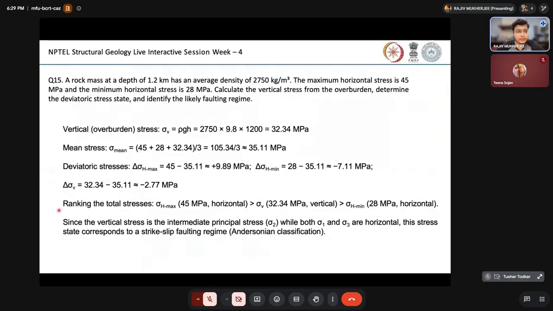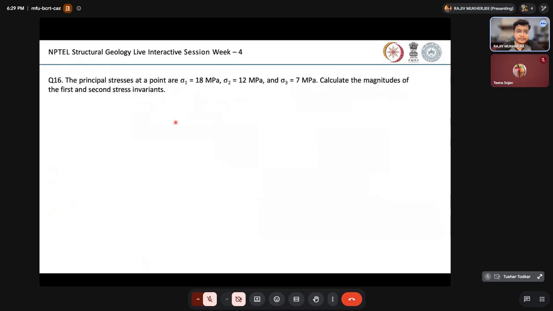Okay, so moving to the next question. The principal stresses at a point are sigma 1 is 18 megapascal, sigma 2 is 12 megapascal, and sigma 3 is 7 megapascal. Calculate the magnitude of the first and the second stress invariants.